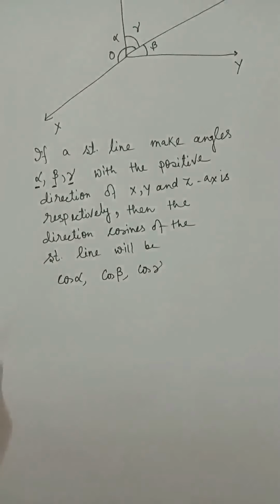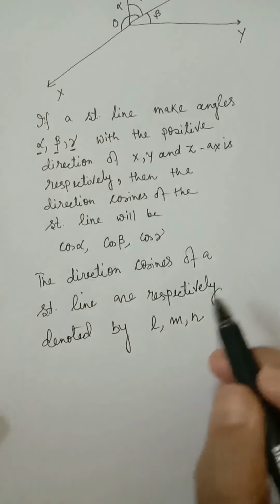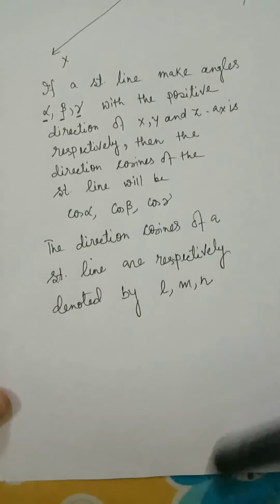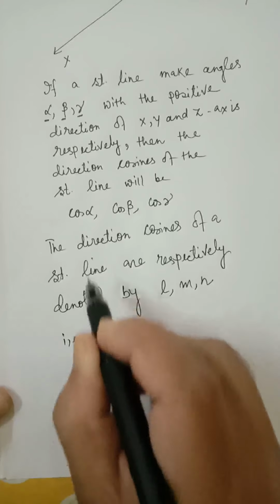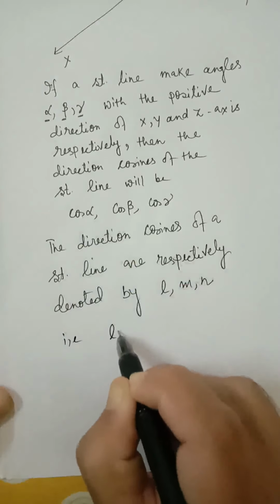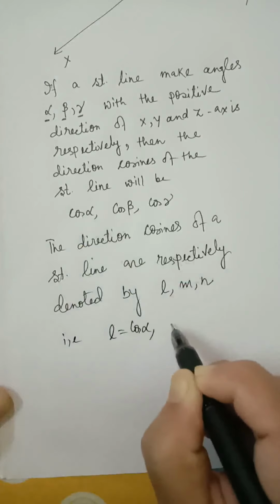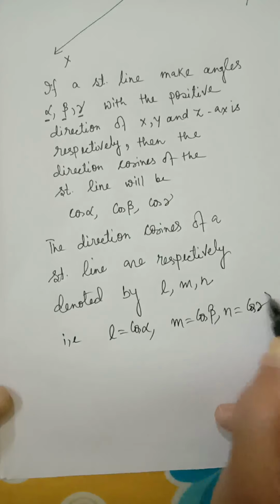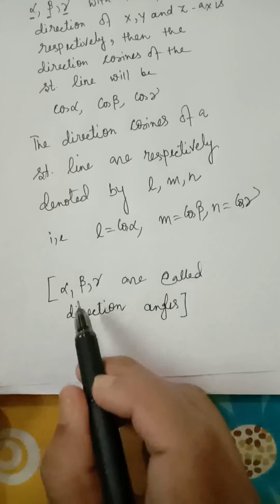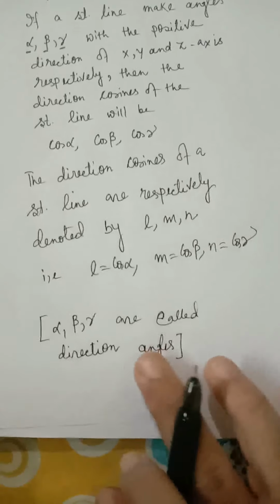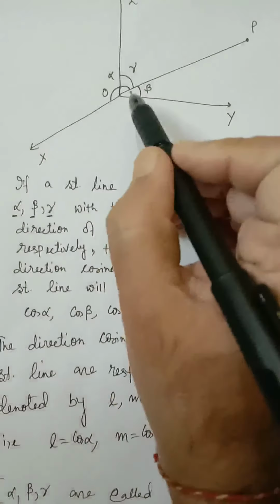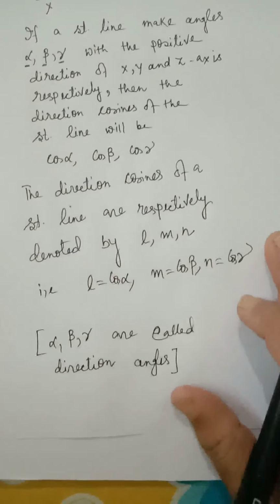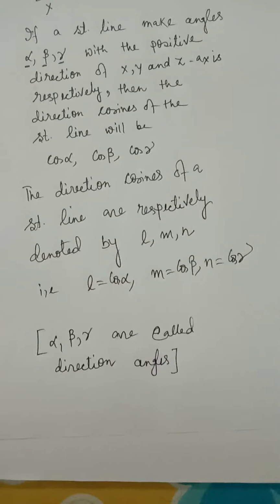Direction cosines of a straight line are respectively denoted by L, M and N. That is, L equal to cos alpha, M equal to cos beta and N equal to cos gamma. Alpha, beta, gamma are called direction angles. The angles made by a line with the positive direction of x, y and z axis are called direction angles.